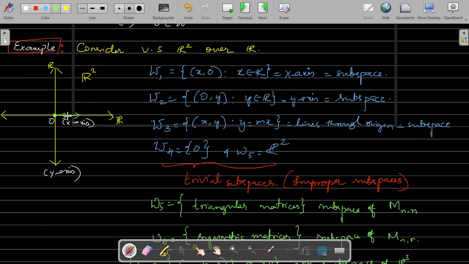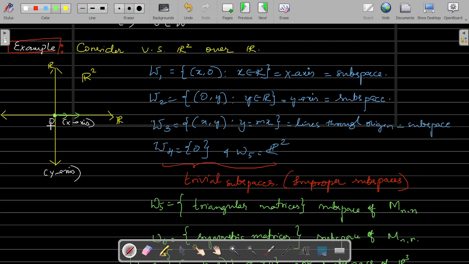When you take the y-axis, again, the y-axis is also a subspace of R square. That is because, in the same way, adding any two vectors on the y-axis gives a vector on the y-axis. It won't go anywhere. Scaling a vector on the y-axis, again it is on the y-axis. 0 is there on the y-axis. Hence, it is a subspace.